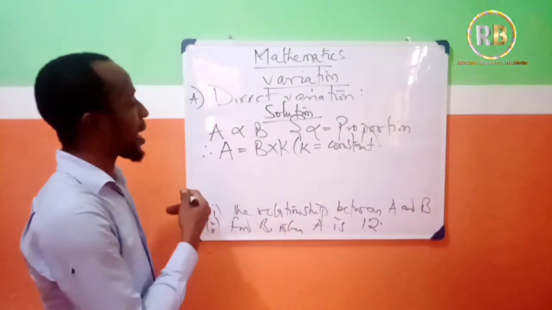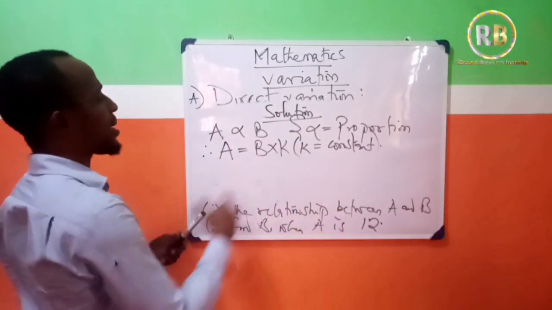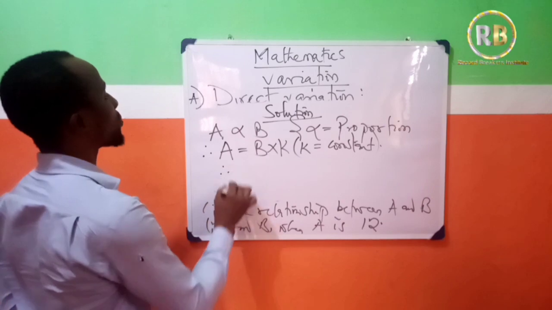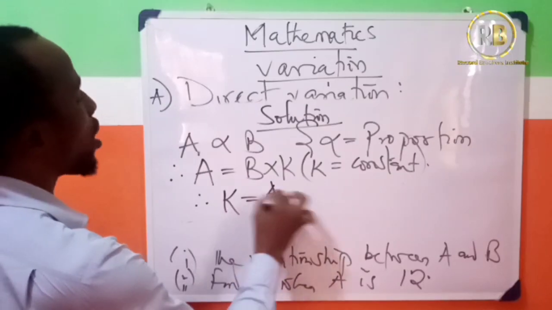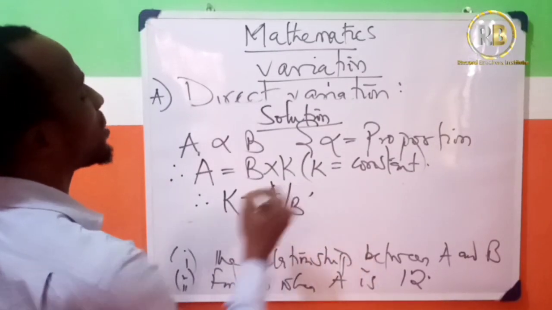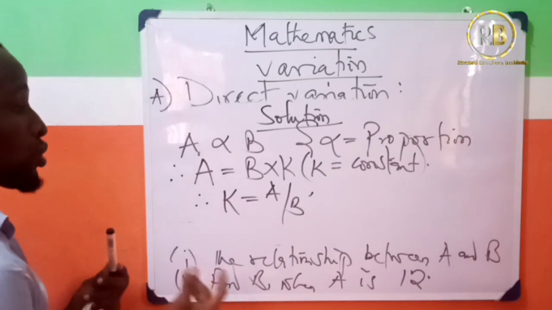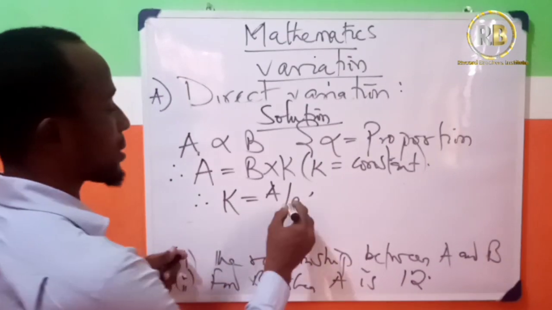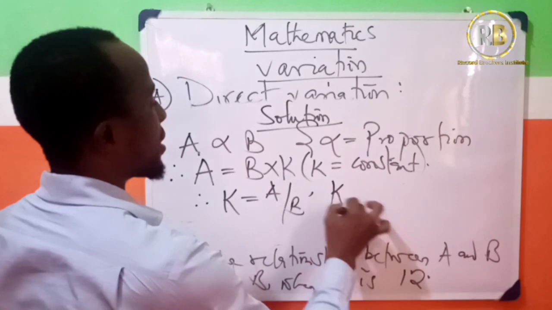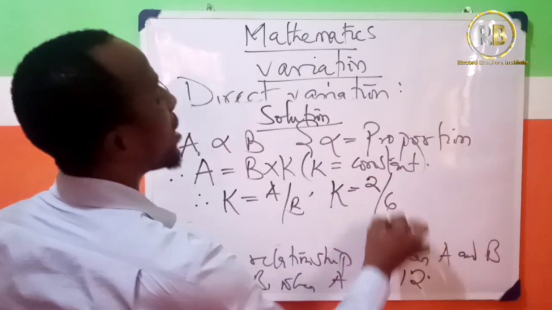Now, in this context, what do we do? We make K the subject of the formula. K this time is equal to A over B. Now, what is the value of A? A is 2, while B is 6. We now say, therefore, K is equal to 2 over 6.